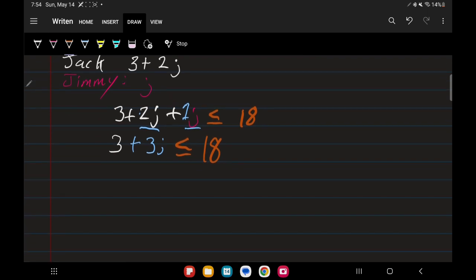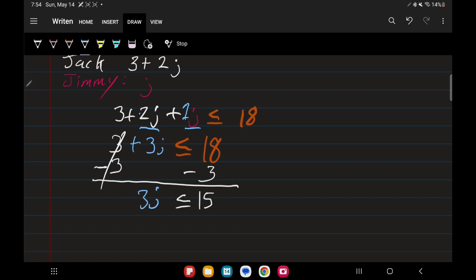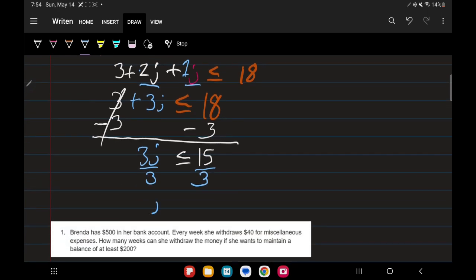Okay, last step. Let's solve. So I'm adding 3 to 3j, so I can go ahead and subtract 3 from both sides. Okay. 3 minus 3 is 0. 18 minus 3 is 15, is greater than or equal to 3j. Divide both sides by 3. That gets me j is less than or equal to 5.